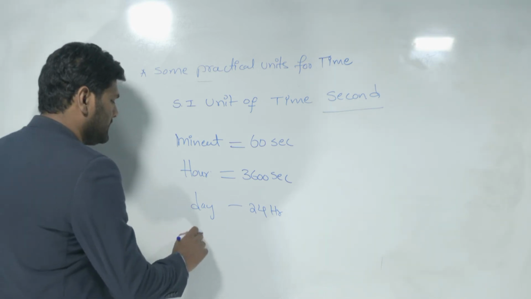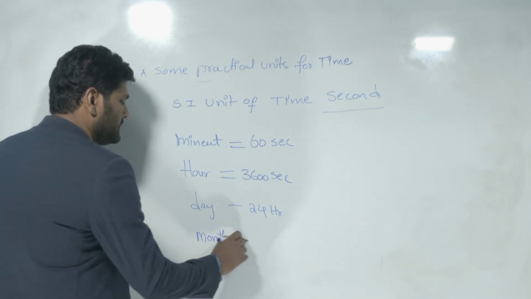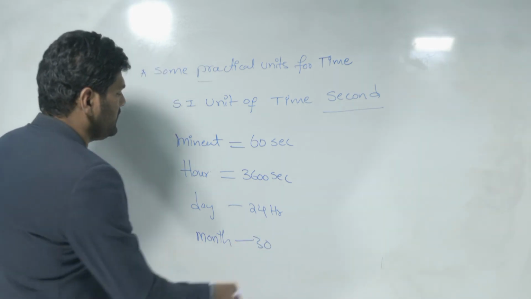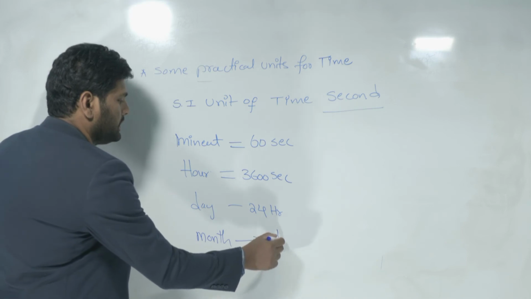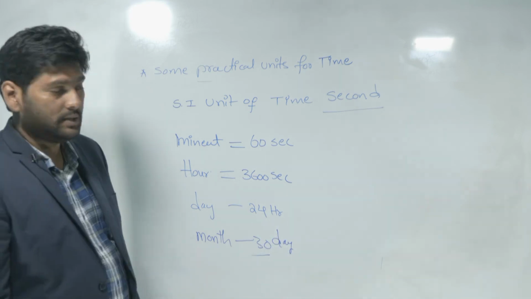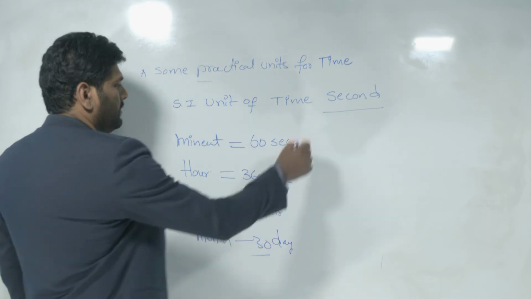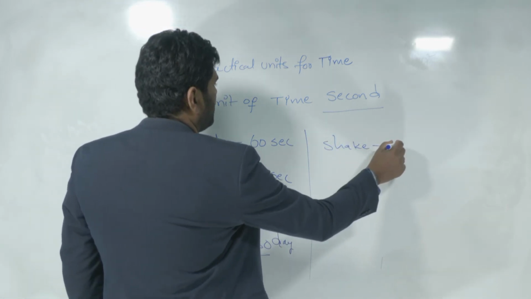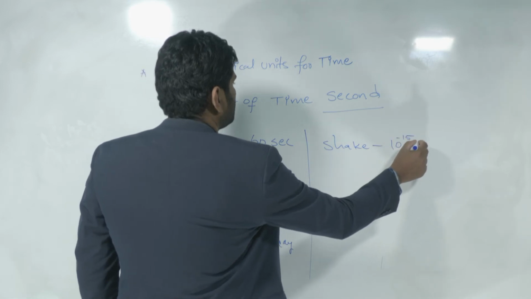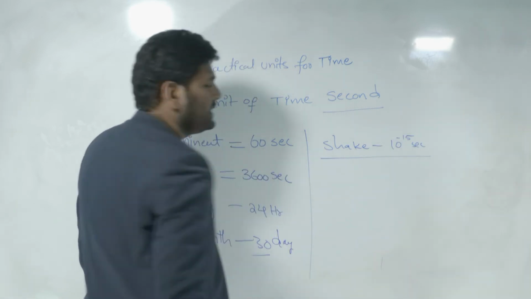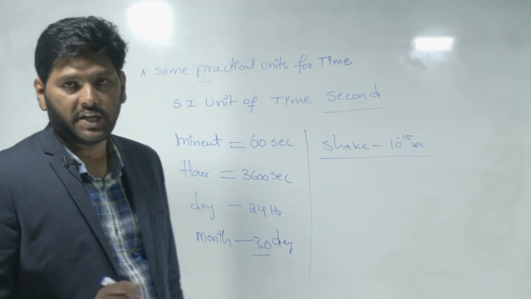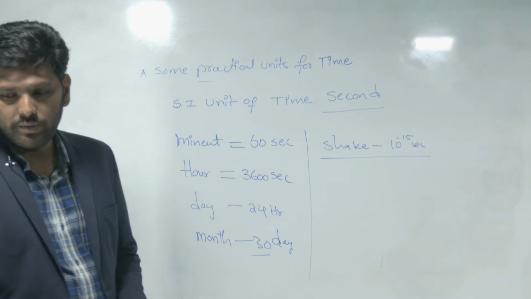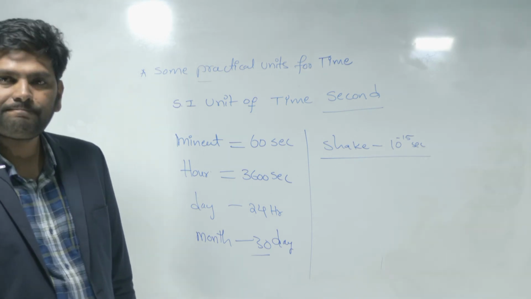After day, month. A month is nothing but 30 days. Some months are 31 also. Approximately you can take 30 days. This is actually called the lunar month. After that, one more we have, shake. Shake is nothing but 10 power minus 8 seconds. So these are some important practical units of time.